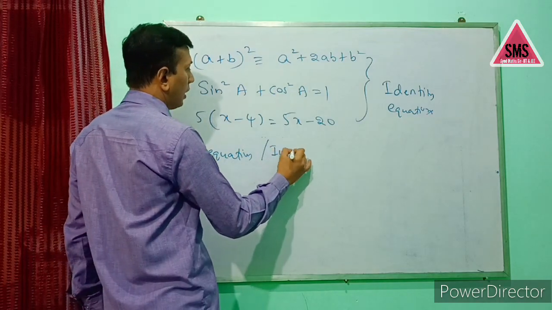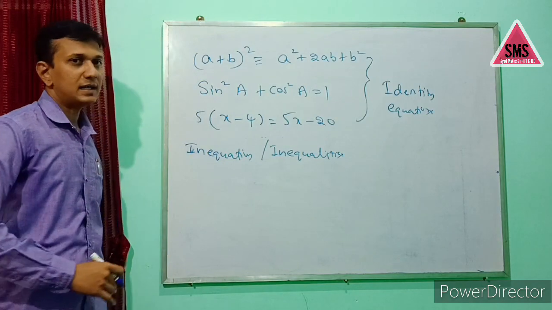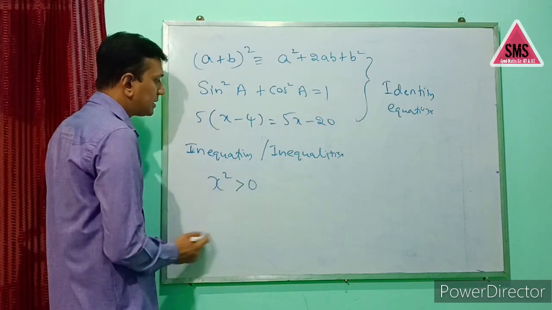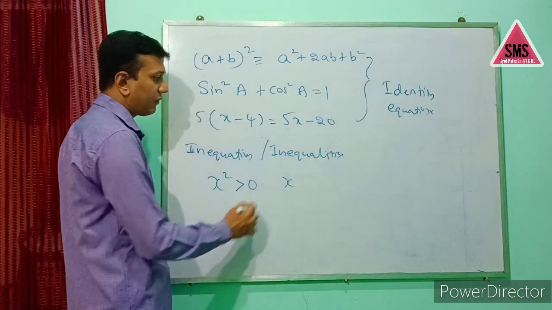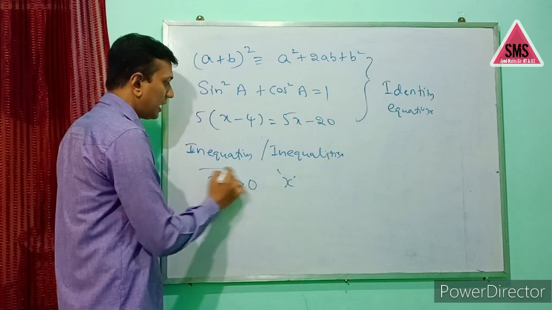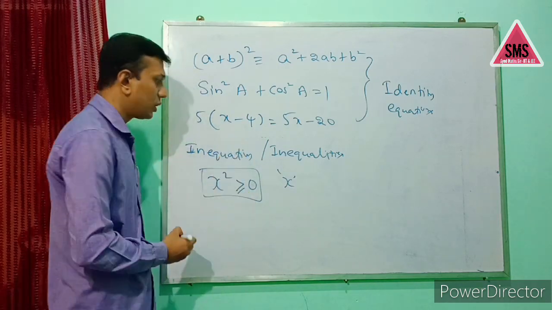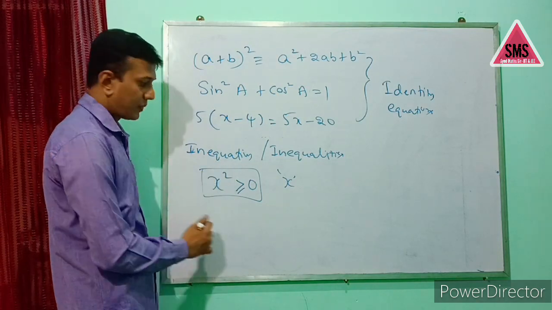or inequalities. What is the meaning of inequalities? So x square is greater than 0. For all values of x, this statement is going to be true. Or you can take x square is greater than or equal to 0. So we call it an inequation.